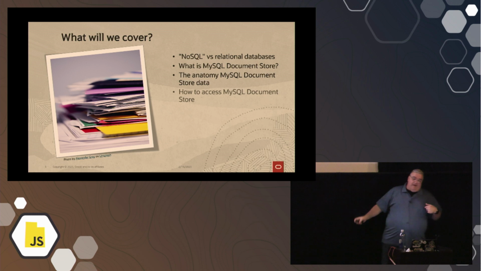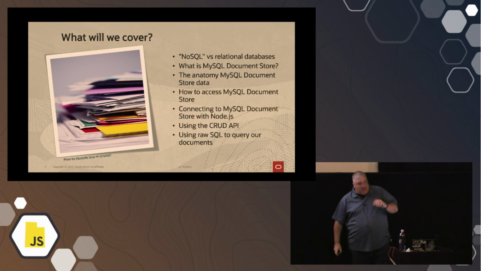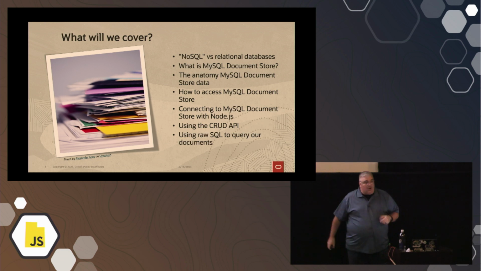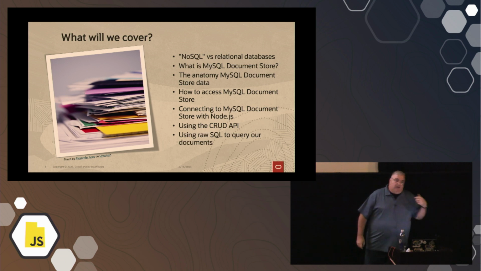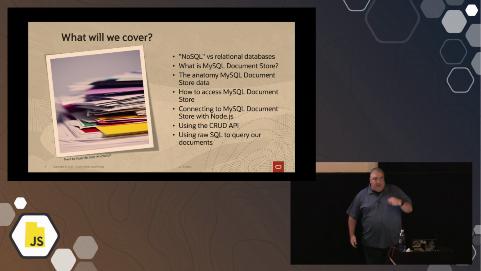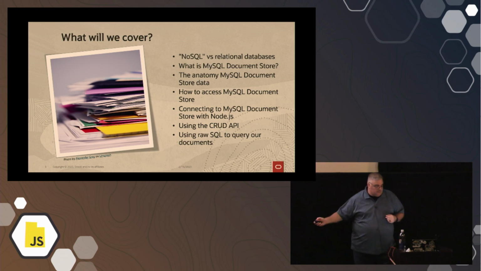So what are we going to talk about today? I'm going to give a brief description of some of the differences, some of the pros and cons between NoSQL and relational databases. I'm going to give you a high overview of what MySQL Document Store is. I'm going to break down the anatomy of what MySQL Document Store is. Then we're going to talk about how you connect a Node application to Document Store. I'm going to give examples of using the CRUD API, and then I'm going to give an example of using raw SQL in Node to actually hit information, return information from your documents in Document Store.